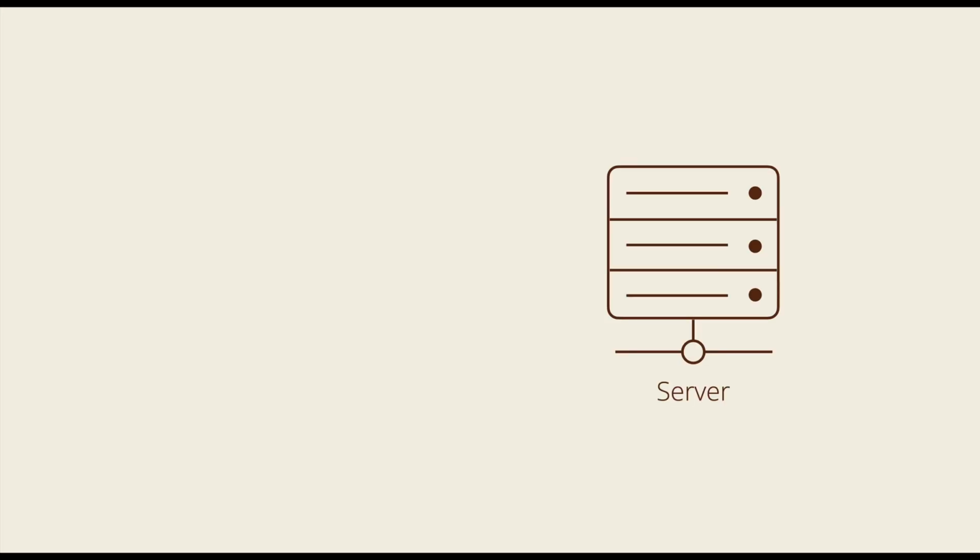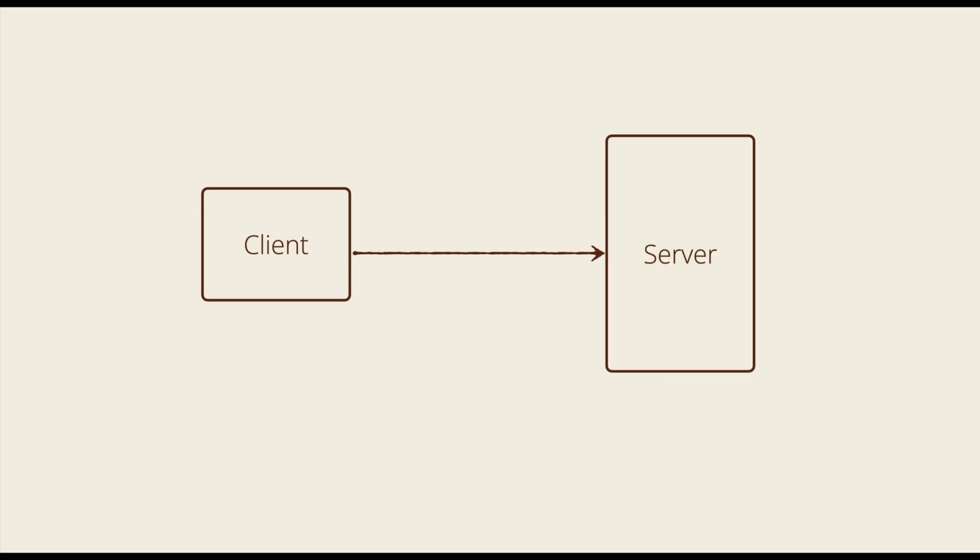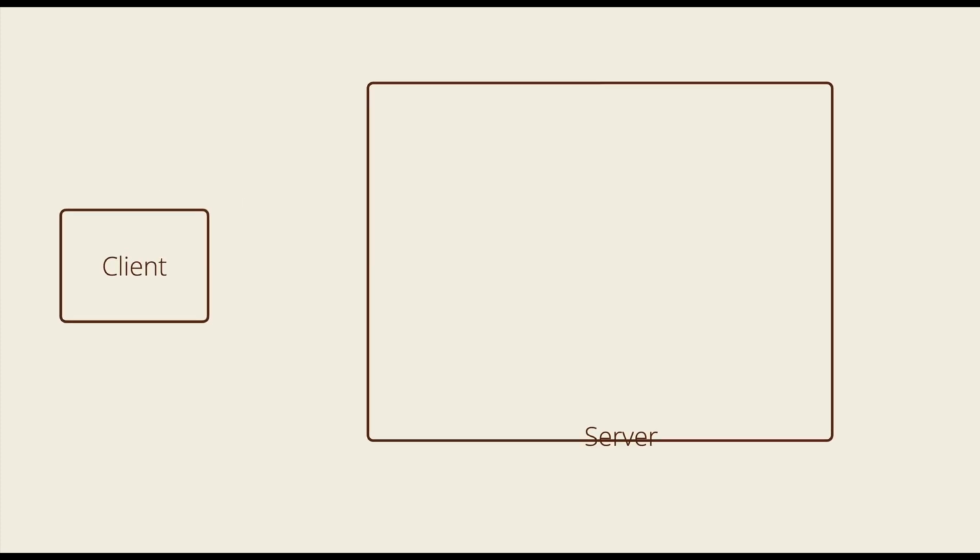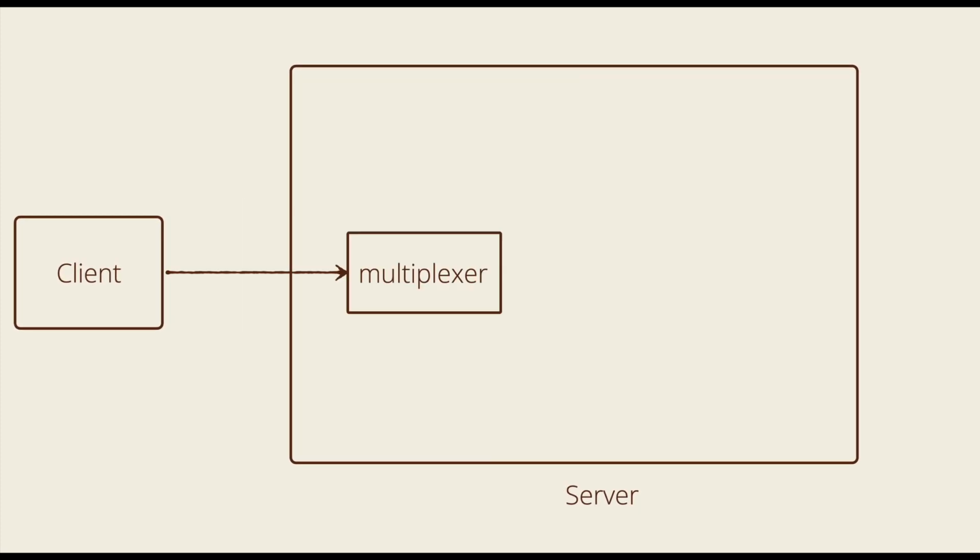As you may already know, in HTTP, there are servers which hold data. There are clients which make requests to get that data. So now if we look inside a server, the way most of these things are implemented is that the request always passes through a multiplexer.